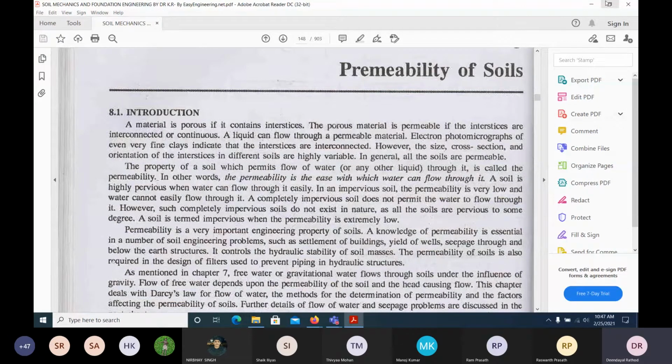So likewise, permeability is an engineering property, because once we know the ease with which water can flow through it, we can plan whether we will provide some drainage underground, or some filters which will collect the water at the corner of the building. Likewise there are so many techniques, or sometimes we will improve the soil.